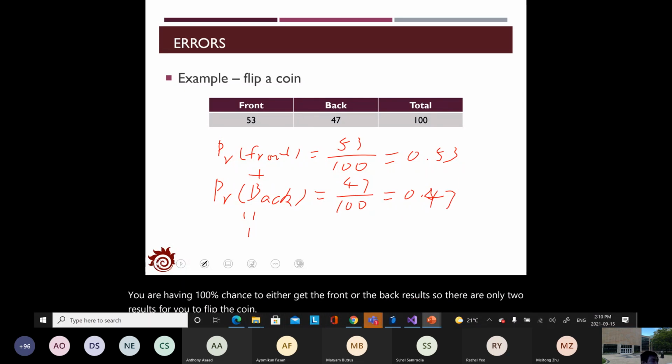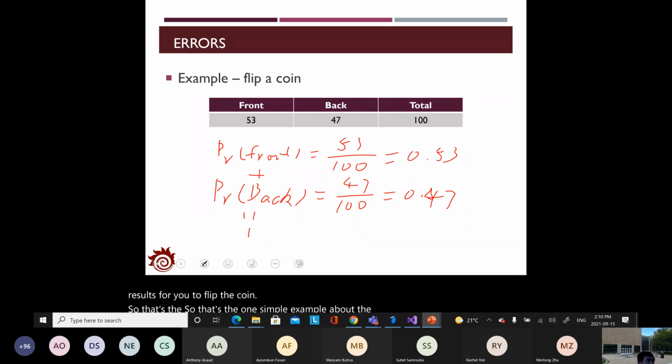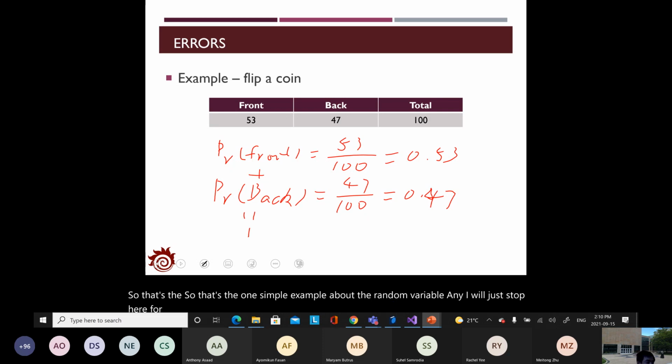So that's one simple example about the random variable. I will just stop here for a while to see whether you have any questions.